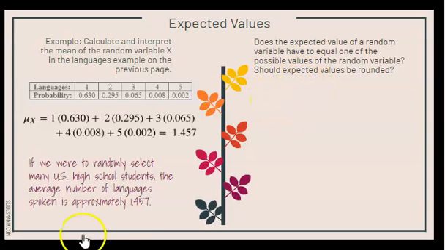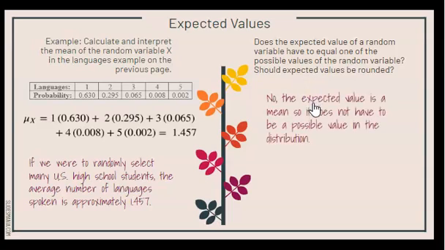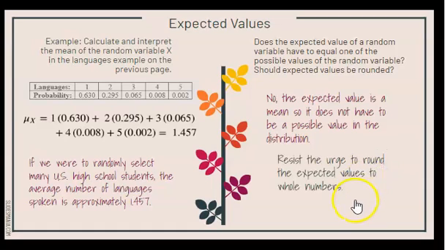So you may be saying, do I round this to 1 or 2? Don't round it, okay? The expected value is a mean, so it does not have to be a possible value in the distribution. So resist the urge to round the expected values to whole numbers. Don't do it. Normally we expect them to be decimal values because it's an average.